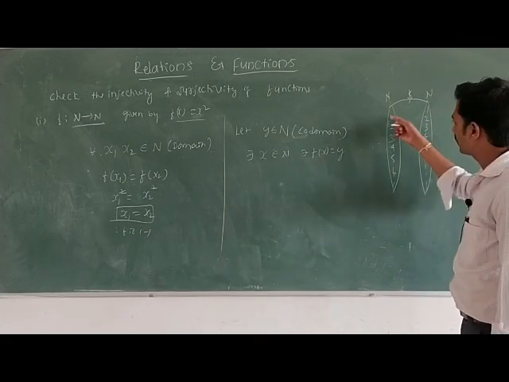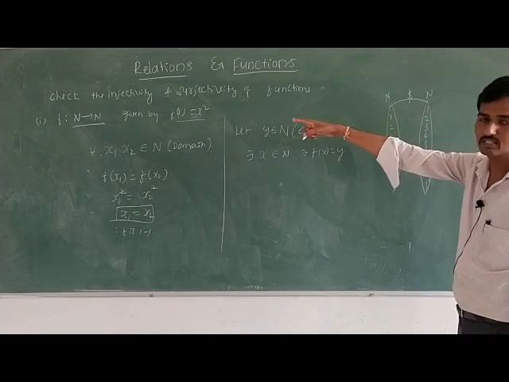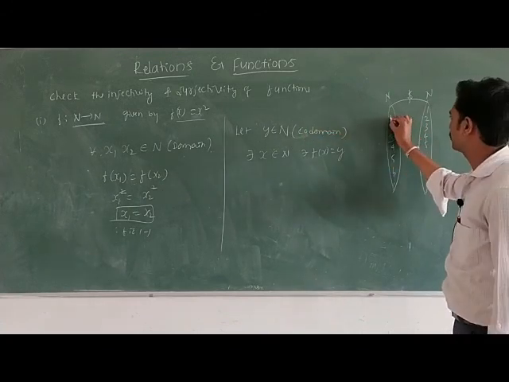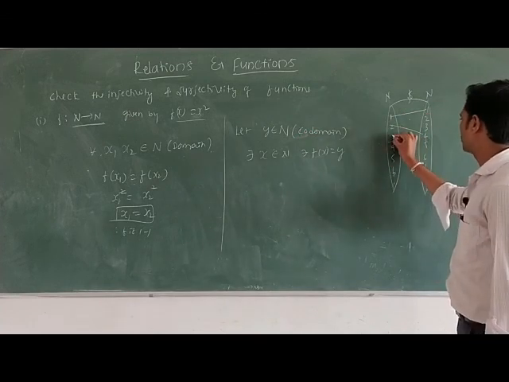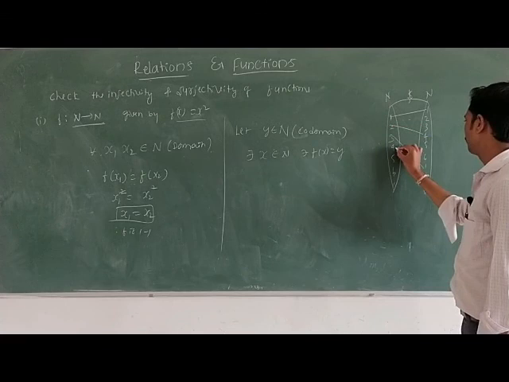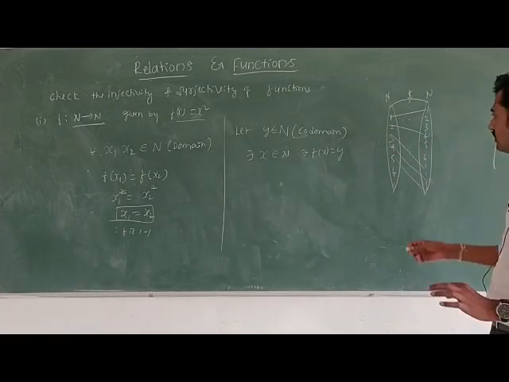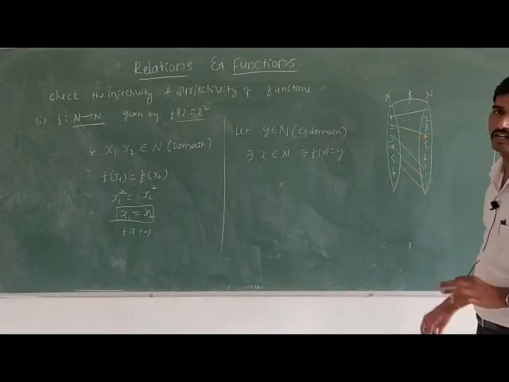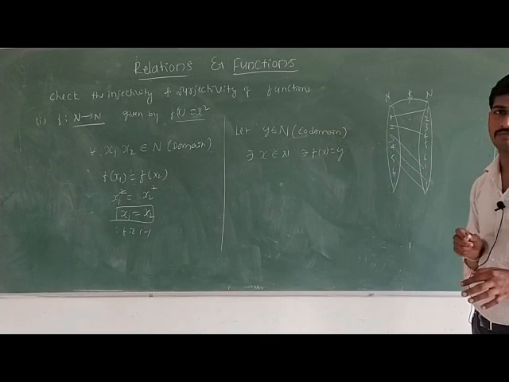If we choose 1 from the domain, then if you substitute 1 in the place of x, you get 1 square. 1 square is nothing but 1, means 1 is related with 1. If you consider 2, then 2 is related with 4. If you consider 3, then 3 square is 9, 4 square is 16, 5 square is 25. It keeps going like this. Which means what? 1, 2, 3, 4, 5 all are different elements having different images. So therefore automatically it is 1 function.